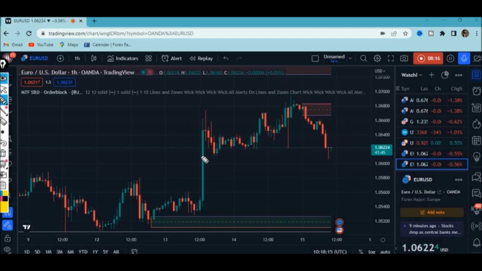And simply because this was our support zone over here, you can see this candlestick over here is being rejected, and market is really, really pushing to the upside.